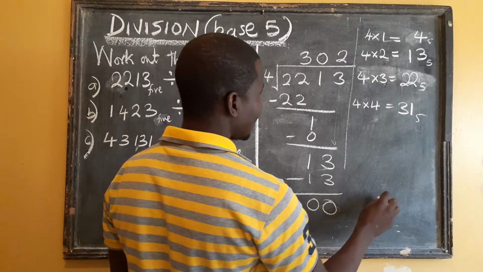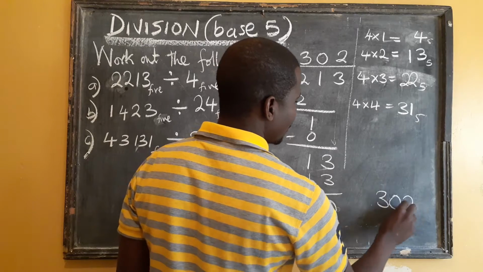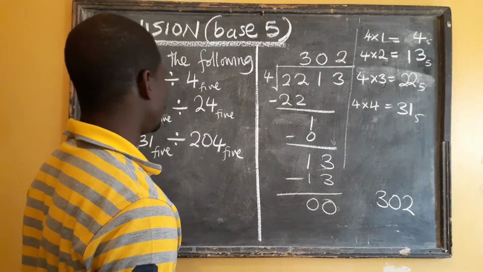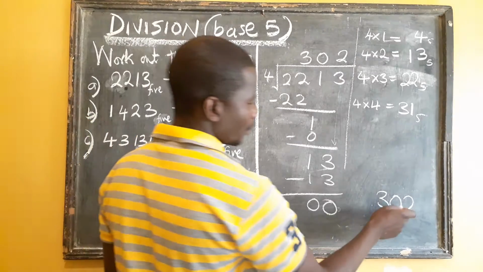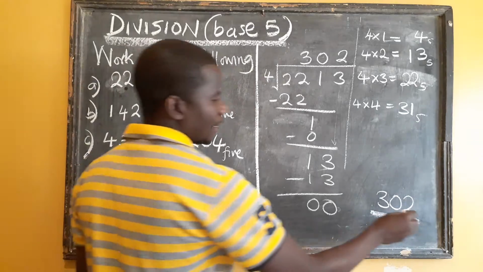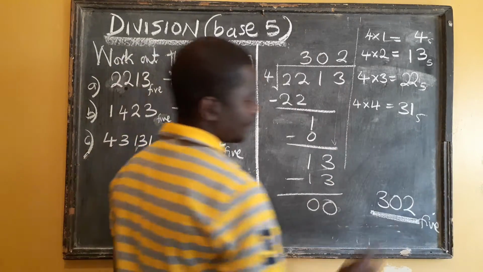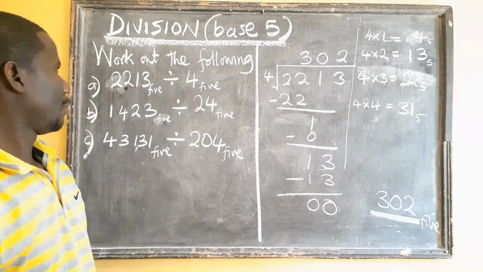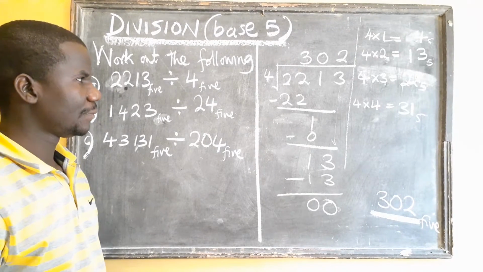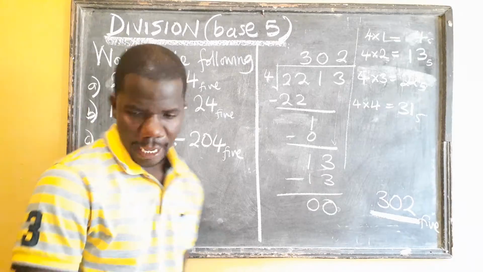So our final answer is what? 302, okay? 302. This is our final answer in base 5, the first one. Are we together? I hope you have followed.